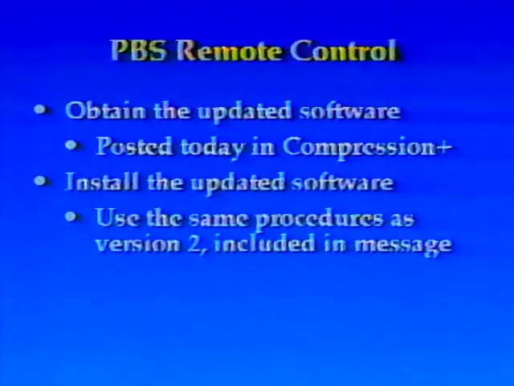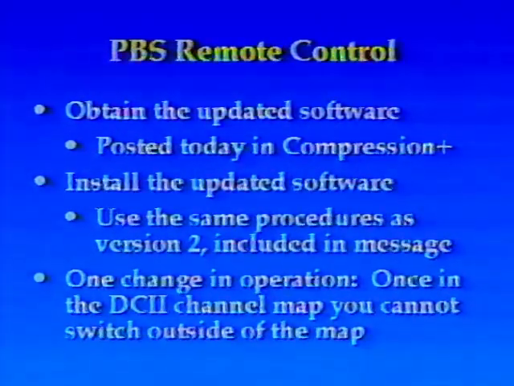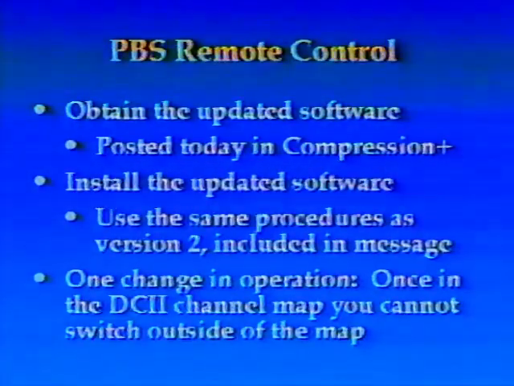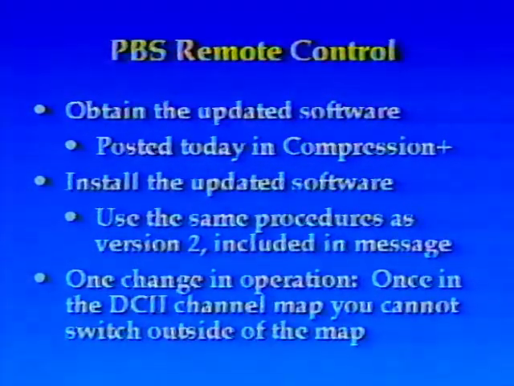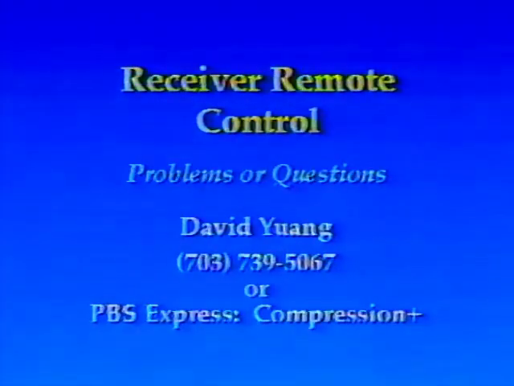Now, once the change is in operation, there's one thing that you have to be aware of. Once you're into the DigiCipher II channel map, you cannot switch to a channel that's outside the map. And that's something that can really trip you up when you're using the remote control software. So do be careful if you go out and try to manually tune to a service that's not in the channel map. If you have questions about using PBS's remote control service and receiver tuning, please get a hold of David Wang. You can call him at 703-739-5067, the number on your screen, or you can post your questions to Compression Plus on LIS First Class.